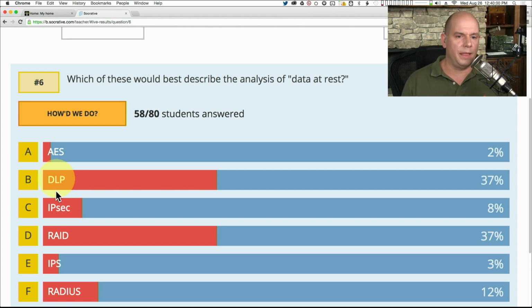I think we're on a roll. I think we're doing pretty well, and I think we learned something with that one. So remember that if you ever run into DLP, data loss prevention, data at rest, data in motion, data in use, that's exactly what we're talking about.